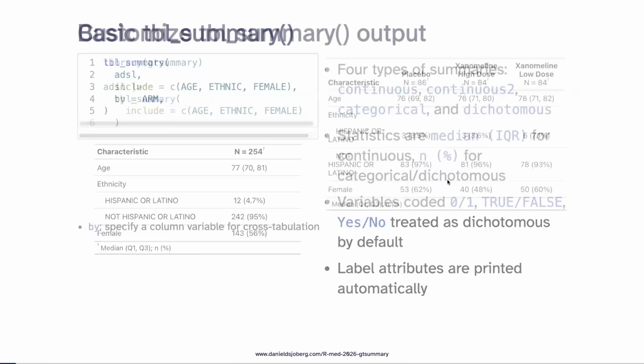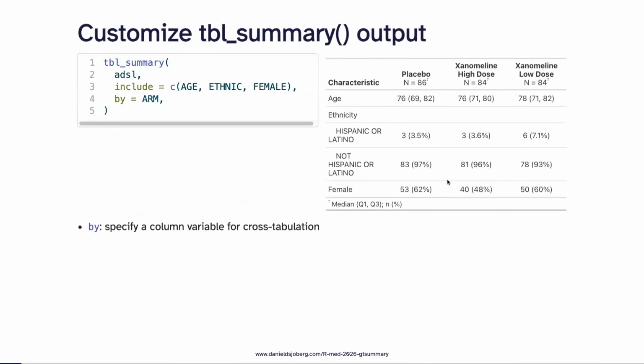All right. So let's start customizing this output, just to get an idea of how we do that. We're working basically off of what we did before. We have our ADSL data set that we're passing in. We're including the same three variables, but this time we've added the variable arm.